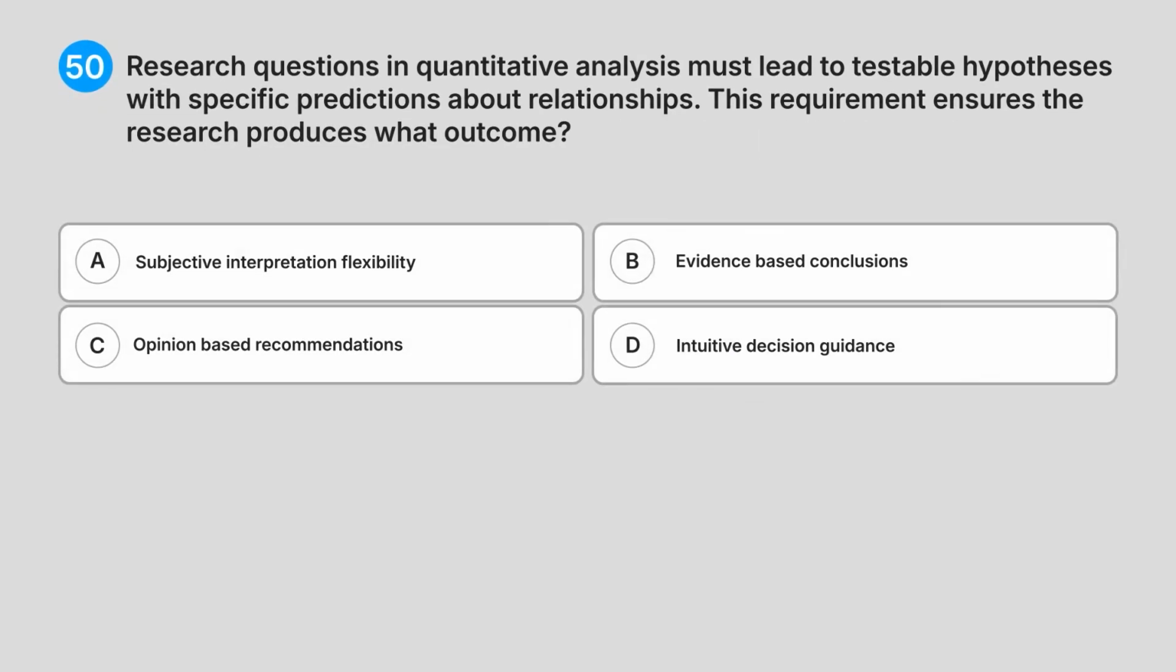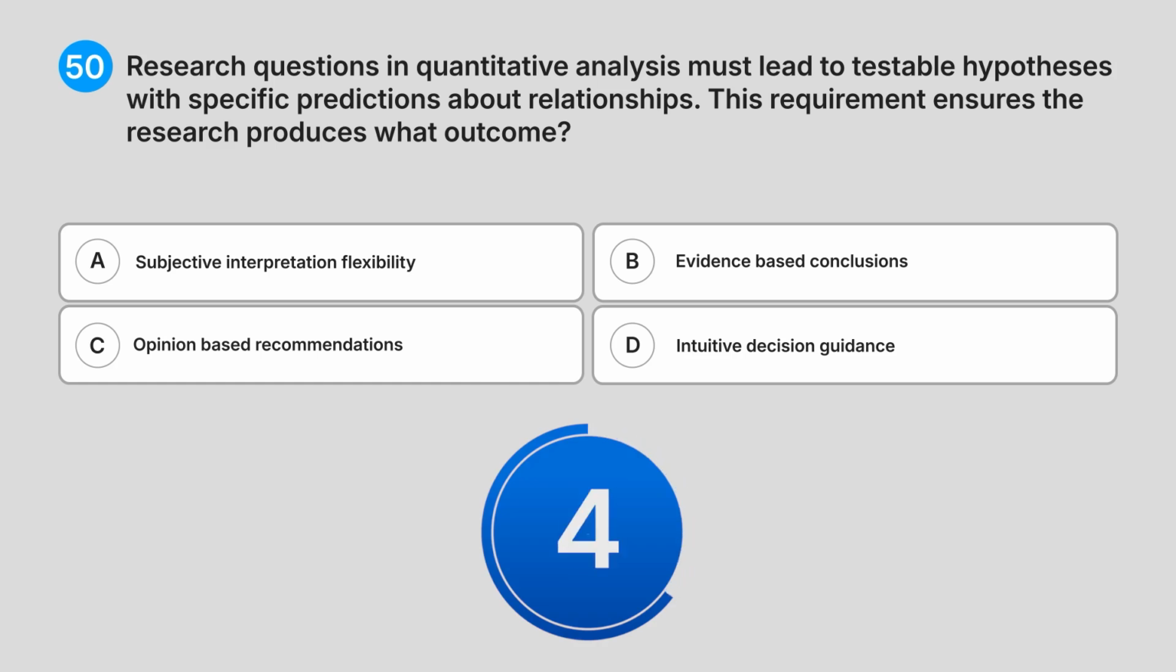50. Research questions in quantitative analysis must lead to testable hypotheses with specific predictions about relationships. This requirement ensures the research produces what outcome? A. Subjective interpretation flexibility. B. Evidence-based conclusions. C. Opinion-based recommendations. D. Intuitive decision guidance. Do you know the answer?